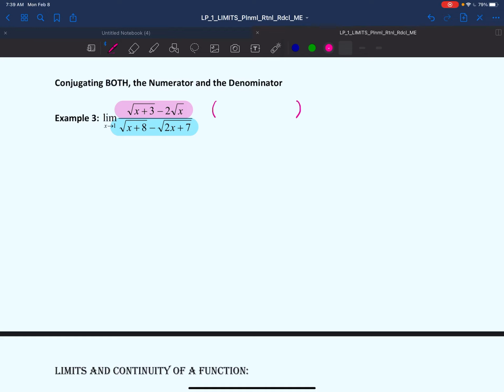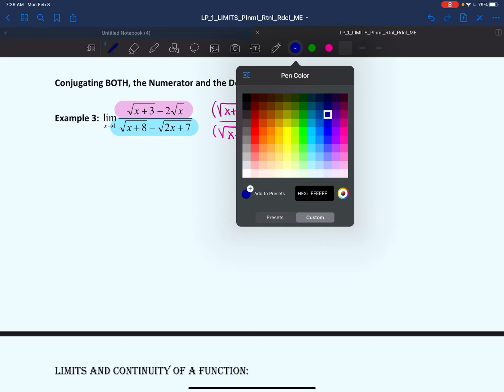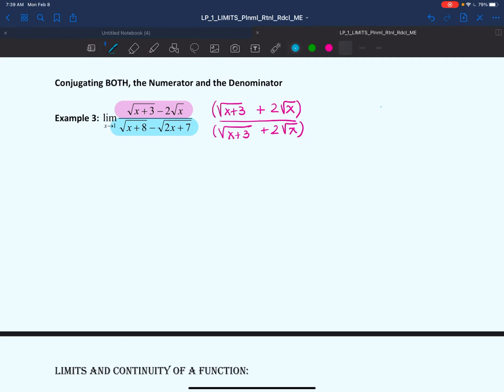The conjugate of the numerator is root of x plus 3 plus 2 root x. Just like I multiply the numerator, I got to multiply the denominator by it. So root of x plus 3 plus 2 root x. Because I also need to conjugate the denominator, I will multiply both numerator and denominator by the conjugate of the denominator. So another line here.